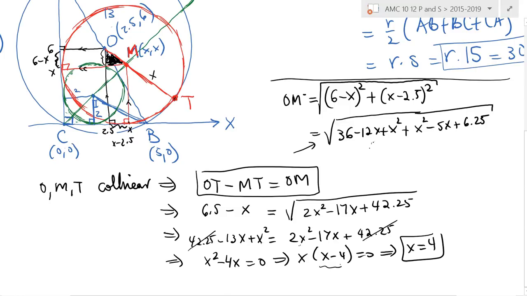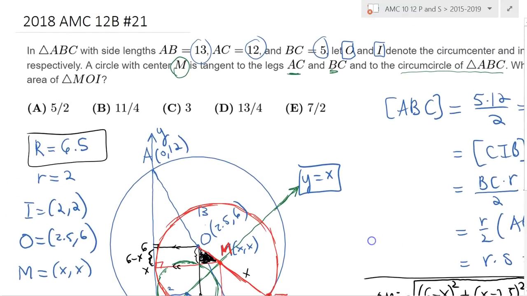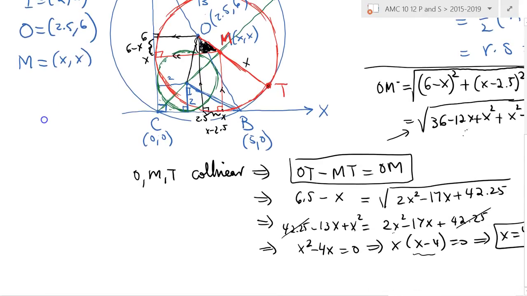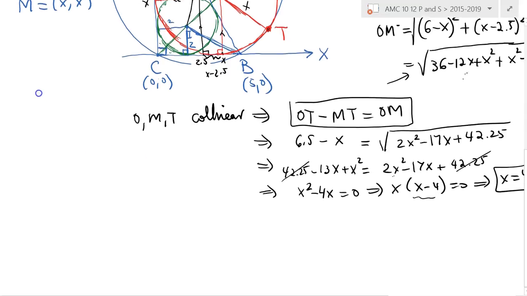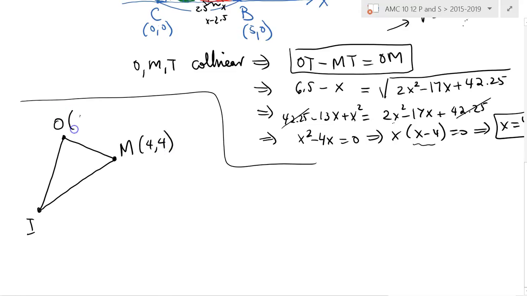Well, we found the coordinates of the point M now. The question is asking for the area of triangle MOI. This triangle here, MOI. Let me go ahead and rewrite these coordinates here. So we have our point O, the point M here, and the point I. And we know the coordinates here. This one turned out to be 4, 4. This one was 2.5, 6. And finally this one is 2, 2, I believe.